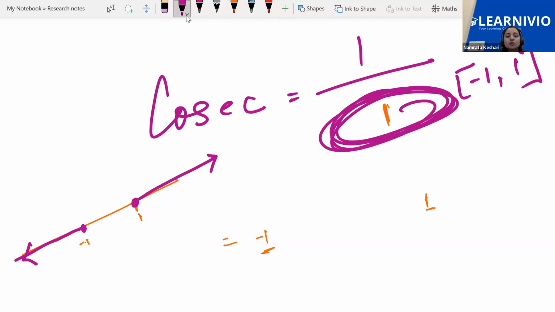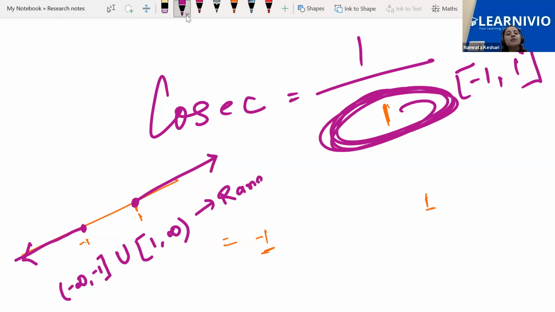Yes or no? Now how to write the range? We will write it like this: -∞ to -1 closed interval, union 1 to infinity. Getting it? This is the range for the cosec function. Why? Because we have understood the pattern. Yes or no? Yes or no? Ali and Alina? Yes, ma'am.